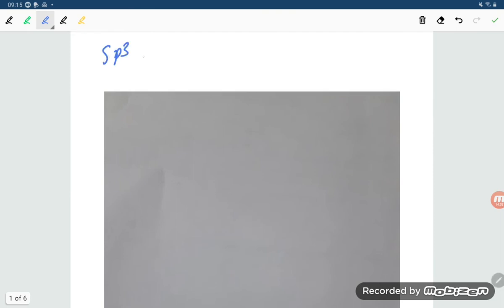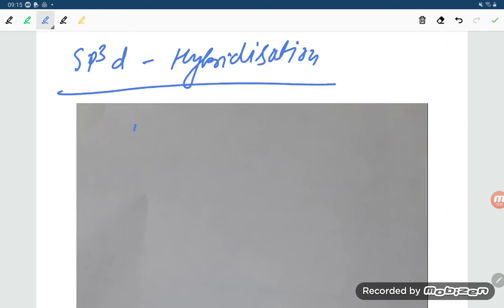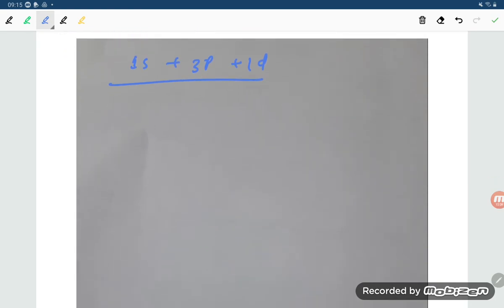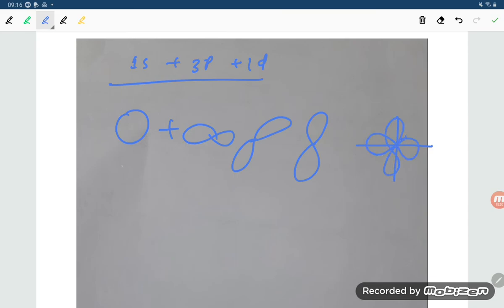Now let us understand one more hybridization, student, and that is sp3d hybridization. In this case, student, sp3d hybridization is 1s plus 3p plus 1d. So there are 5 orbitals, student. That is the s orbital, and the p orbitals, px, py and pz.